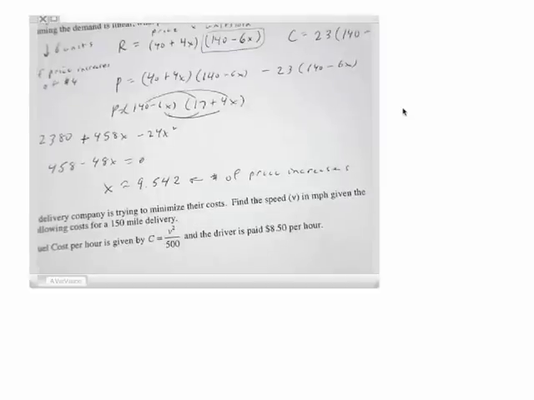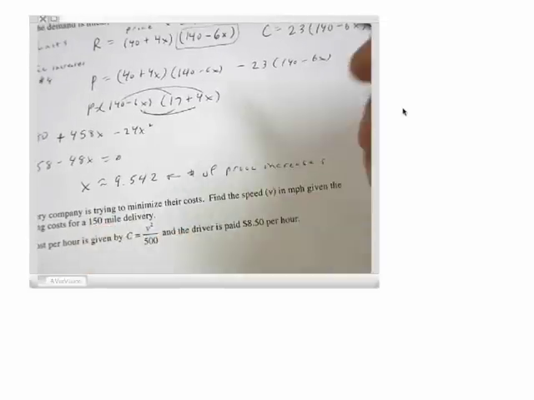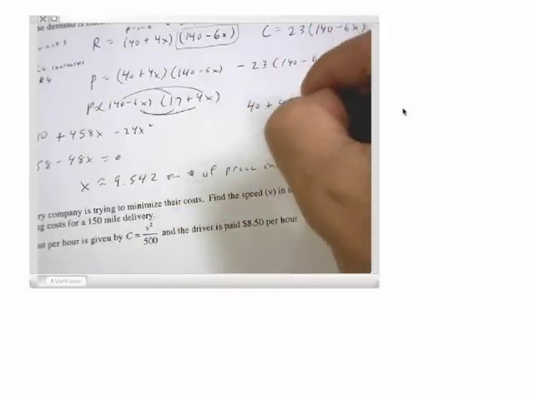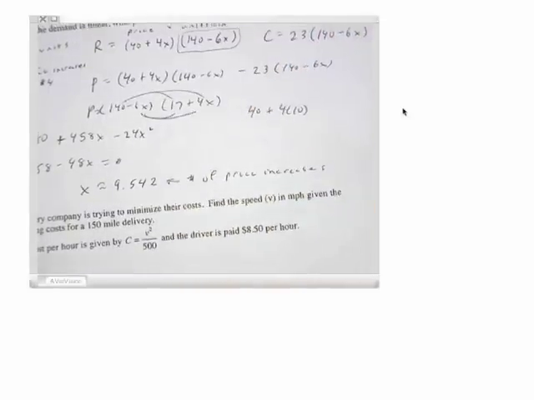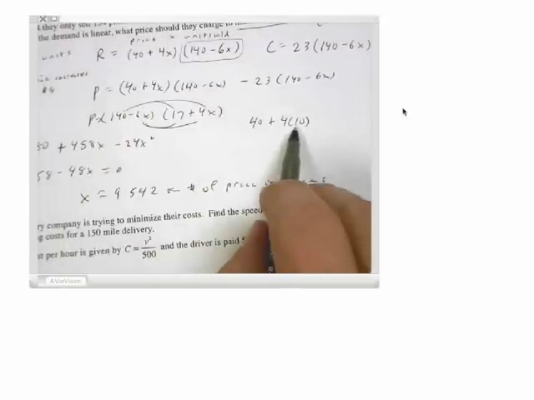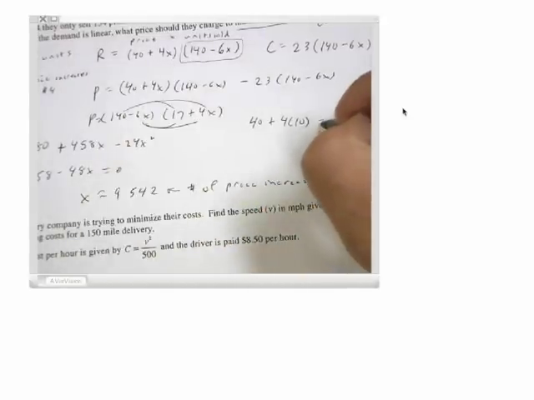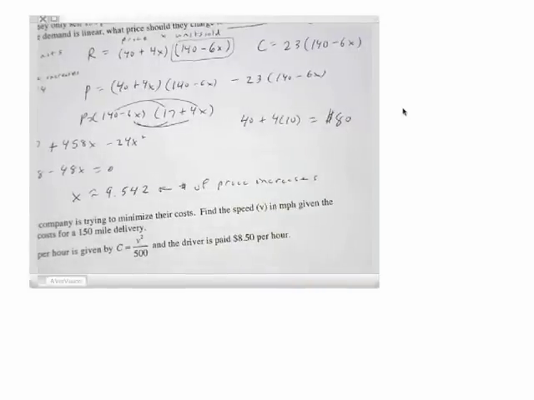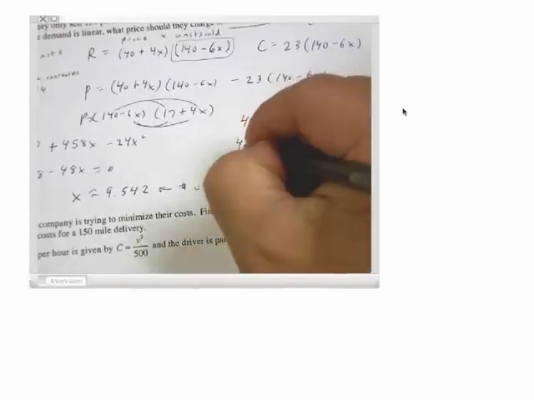Now, your book sometimes is going to round the number of price increases to a whole number. Sometimes they use a decimal. So depending on what you round to here, if we say the number of price increases is going to be a whole number, then I'll round it up to 10. Now remember, my price per unit was 40 plus 4x, so if we're going to increase the price 10 times, that's going to give me $80 for the price I'm going to charge per unit. Or you might do this.